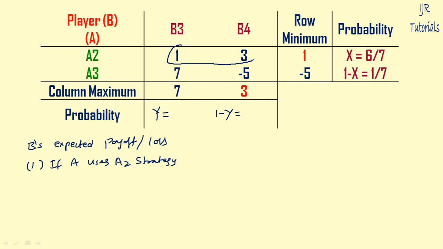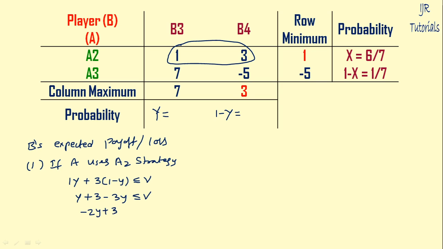In this case, 1 and 3 are there under A2. So 1 into y plus 3 into 1 minus y less than or equal to V. So y plus 3 minus 3y less than or equal to V, then minus 2y plus 3 less than or equal to V. This is the first equation.